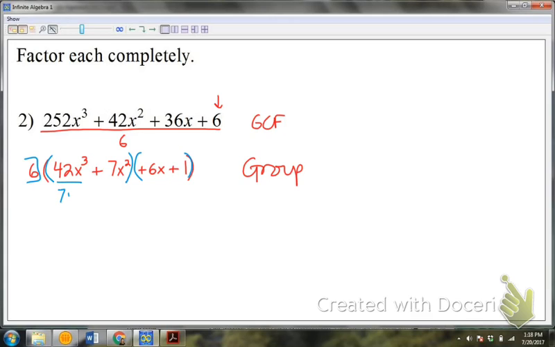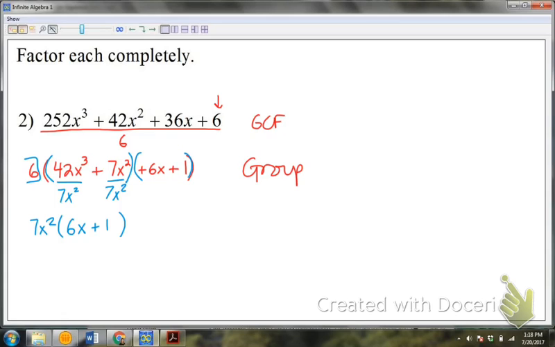So I'm going to divide this by 7x squared. Divide this by 7x squared. Where does it go if we divide it out? To the front. 42 divided by 7 is 6. So this becomes 6x, not x squared. We took an x out, right? Yeah. And then what is 7x squared divided by 7x squared? Plus 1.